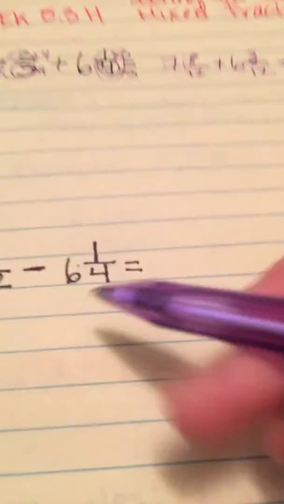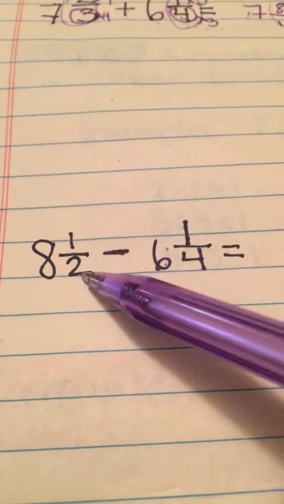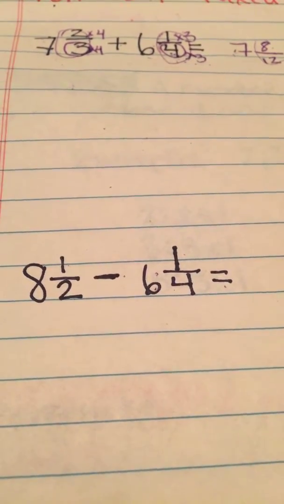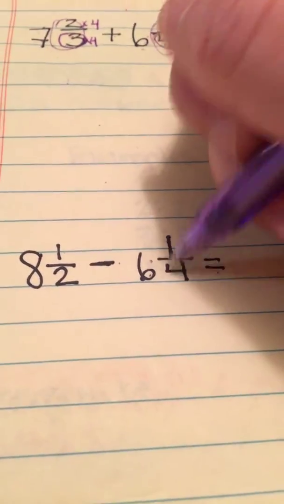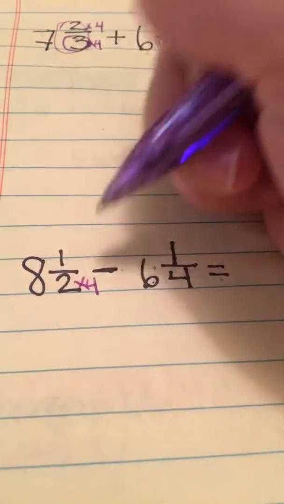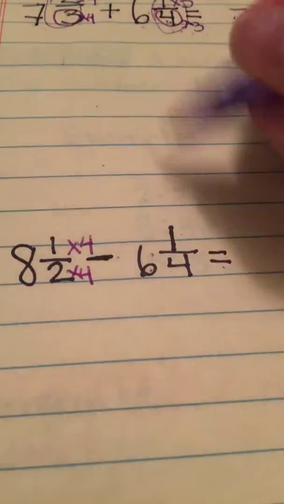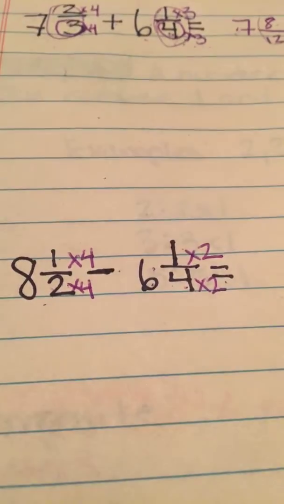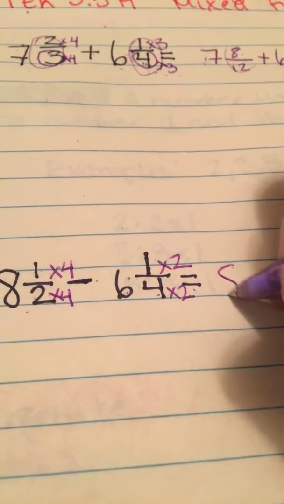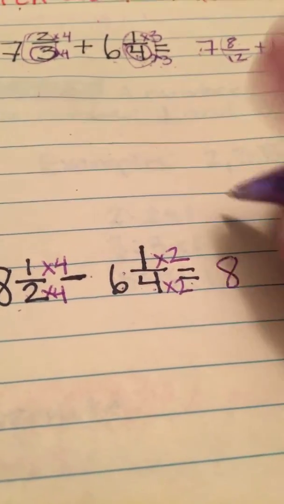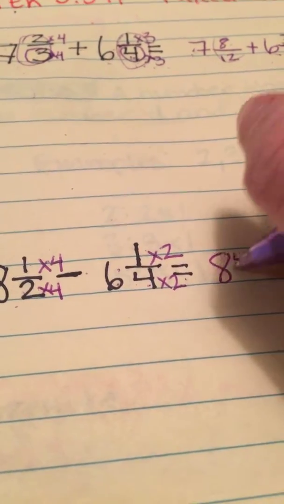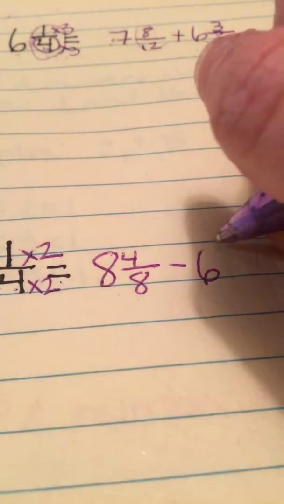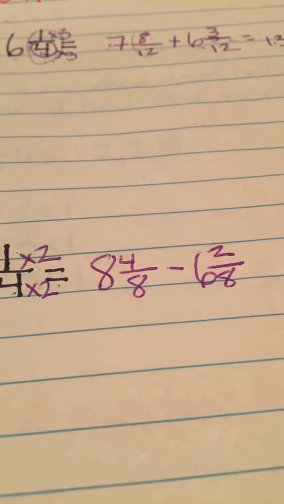Now let's look over here. So I have 8 1/2 minus 6 1/4 equals, okay, so we'll go ahead and figure that out. So that 2, I can multiply it by this 4. 1, I have to do the same for this one. 4, can multiply it by that 2. Makes things a lot easier. So now I'm going to go ahead and rewrite my new mixed fraction. So I have 8, 4 over 8 minus 6, 2 over 8.